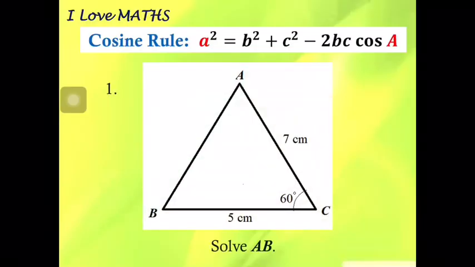Let's have the first example. In triangle ABC, AC measures 7 centimeters, while BC is 5 centimeters. The angle in between, angle ACB, measures 60 degrees. Solve the length of the side AB. Pause this video and write your workings in your journal.